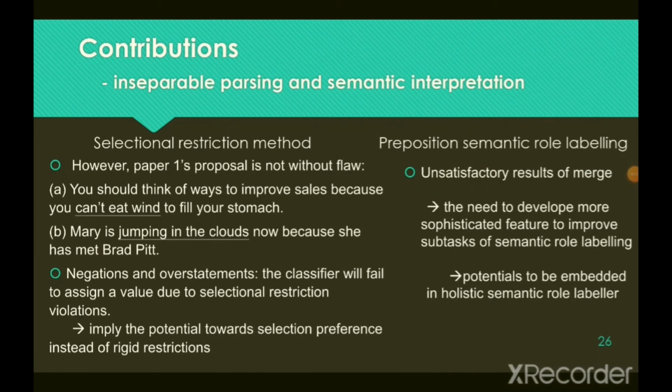However, the selectional restriction method is not perfect because when prepositional phrases involve negations and overstatements, the classifier will fail to assign a value because there are selectional restriction violations. So it implies that there is potential to develop a selectional preference method rather than the rigid restrictions method.